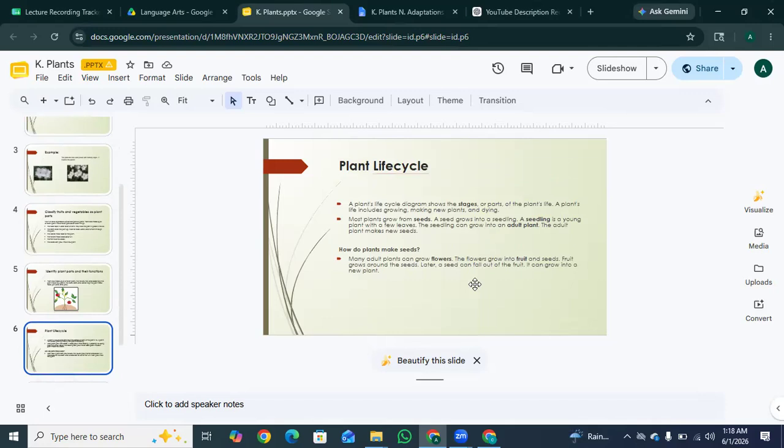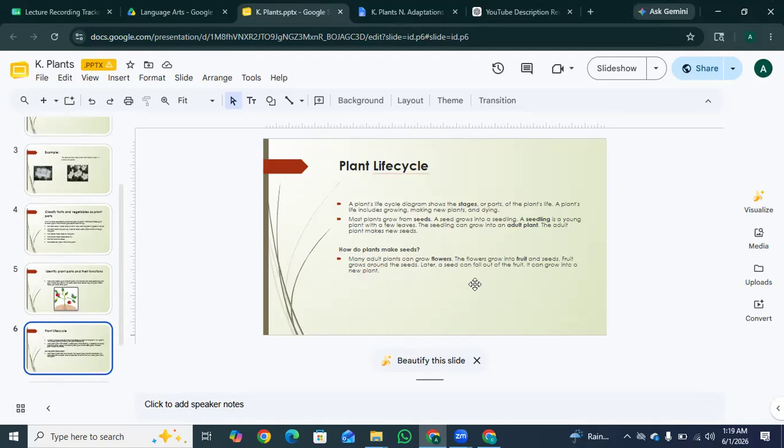So the next one is plant life cycle. A plant's life cycle diagram shows the stages or parts of a plant's life. A plant's life includes growing, making new plants, and dying. Most plants grow from seeds. Seeds grow into a seedling, and a seedling is a young plant with a few leaves. The seedling can grow into an adult plant. The adult plant makes new seeds. So basically, a plant's life cycle includes growing from a seed, becoming an adult, making new seeds, and eventually dying.